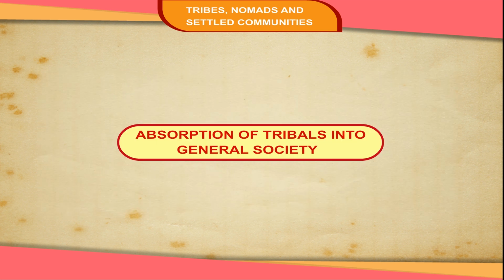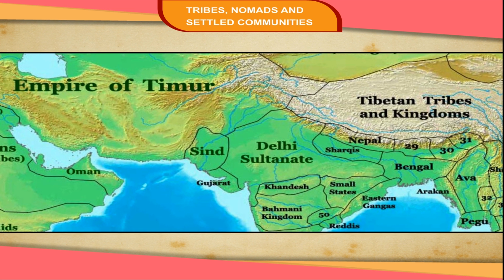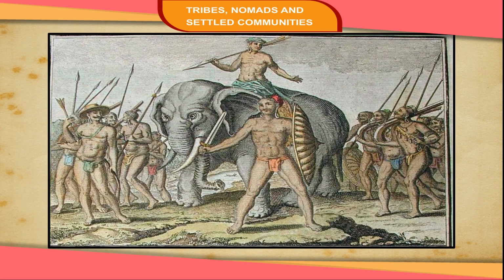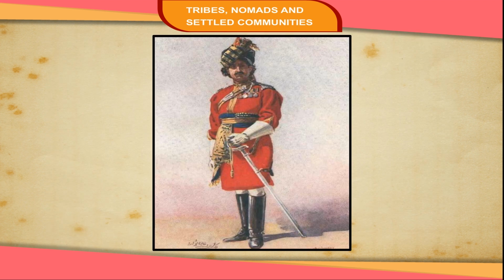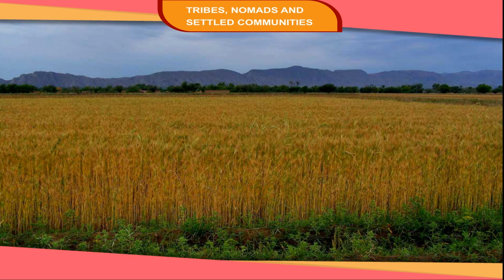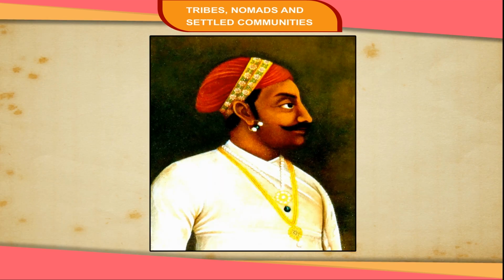Absorption of tribals into general society. As the medieval kingdoms expanded their boundaries, they took over the territories of many of these tribes. The resident tribes were absorbed into the general society. The disgruntled tribal families were often given Kshatriya status. The Khokhars and Ghakkars were powerful tribes of Punjab who settled down as farmers. Some of their chiefs were given high administrative posts. For example, Akbar made the Ghakkar chief Kamal Khan Ghakkar a mansabdar.